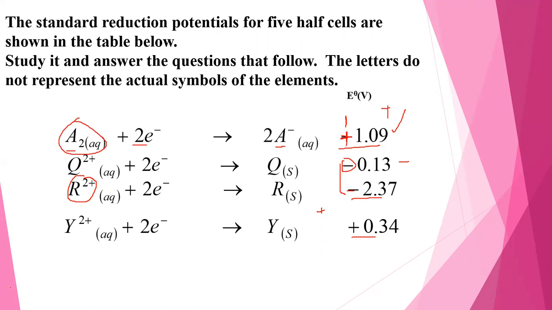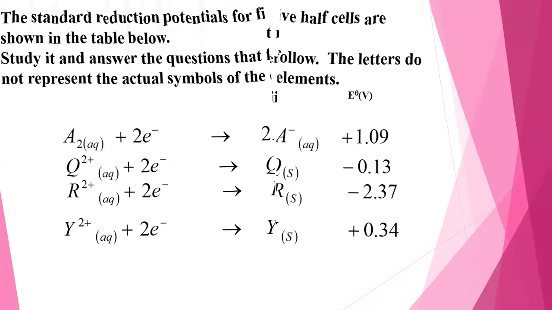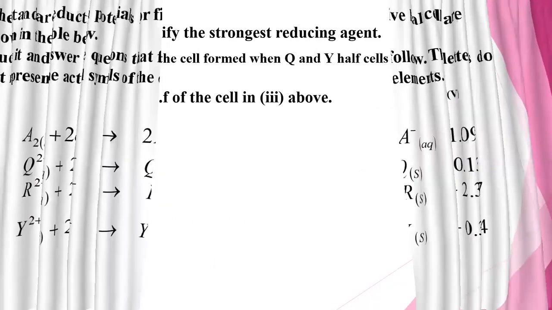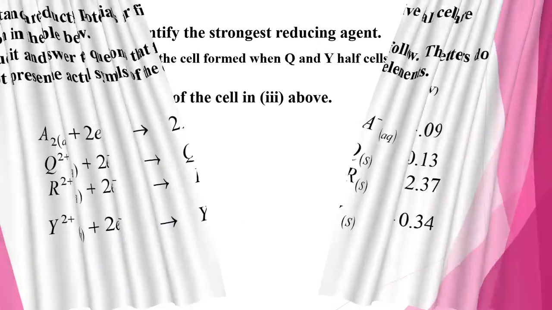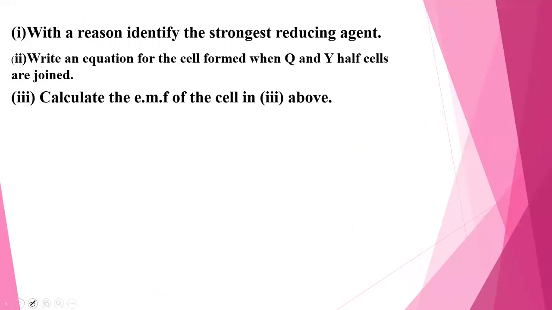So let's come to the equations. The first question: with a reason, identify the strongest reducing agent. The word reduce, you underline this one. The one that you underline first is reduced. Then you say reduced is remove. Then the strongest one is the one that has the higher negative.